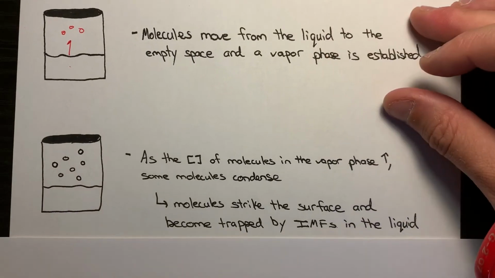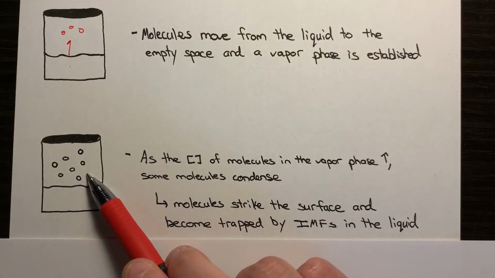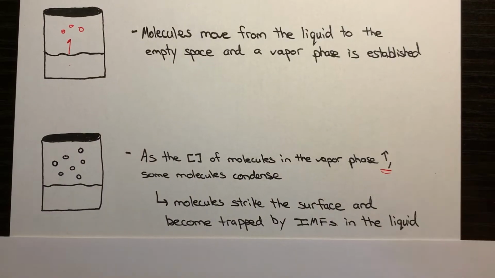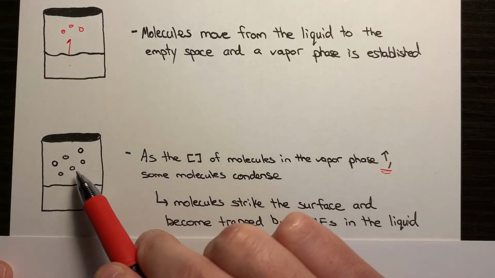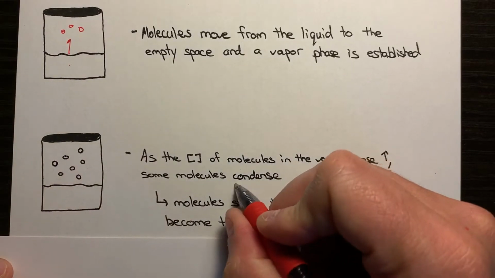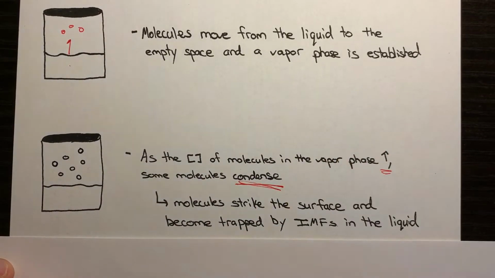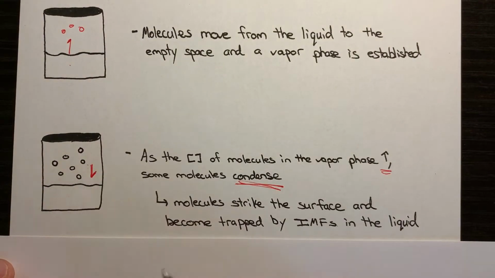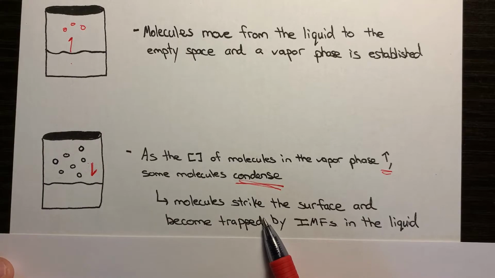Subsequently, what happens is we find that over time, the concentration of molecules in that vapor phase obviously increases, right? Now, once we have enough moles of gaseous molecules, these are going to start to condense. And so this process is going to run in reverse, essentially, where now these gaseous molecules have the opportunity to strike the surface of that liquid. They'll become trapped by the intermolecular forces, and that's how that condensation is going to take place.